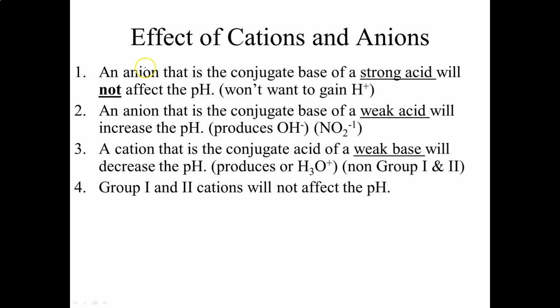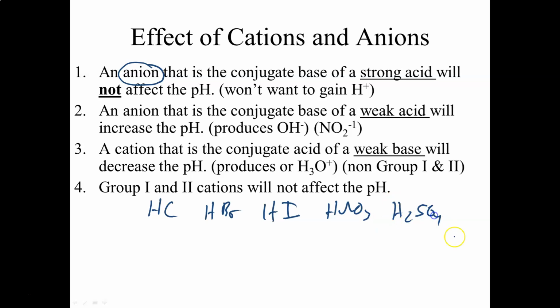Number 1 says an anion that's the conjugate base of a strong acid will not affect the pH. So if you have your 7 strong acids, right, you have HCl, HBr, HI, and then your oxo, or oxy acids that are strong, like HNO3, H2SO4, there's a couple other ones there, HClO3, HClO4, that rounds them out.